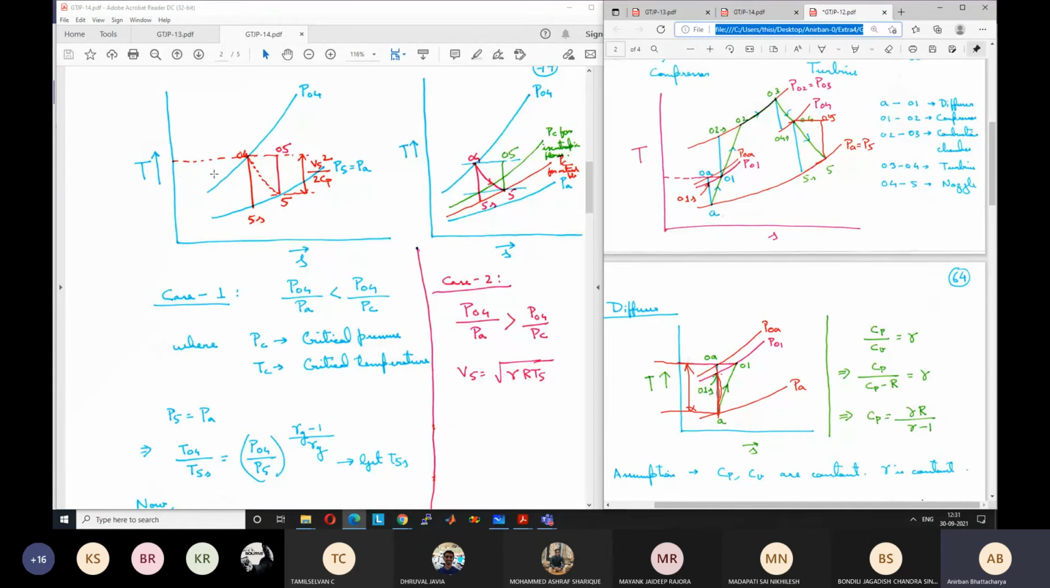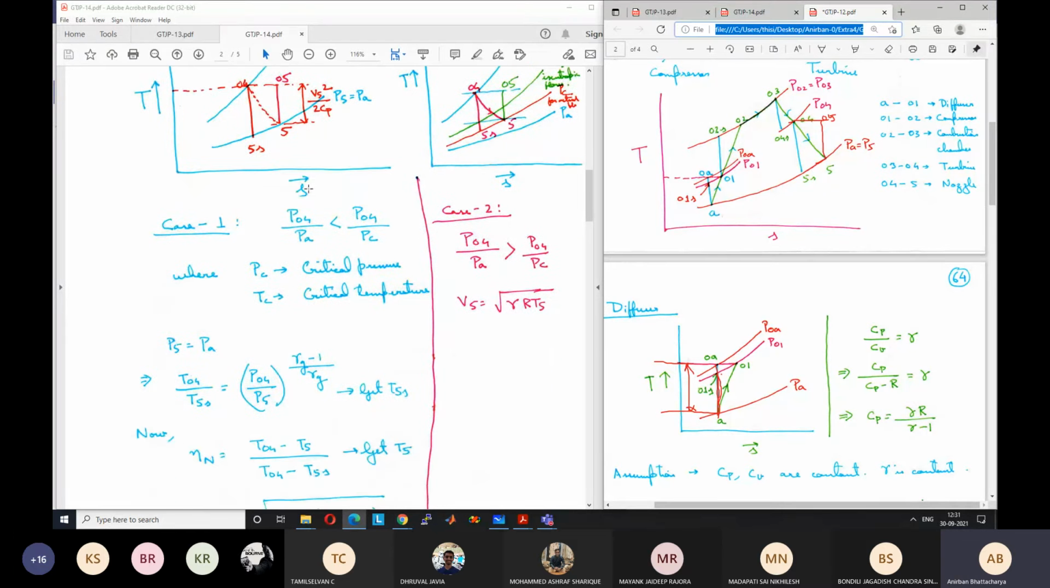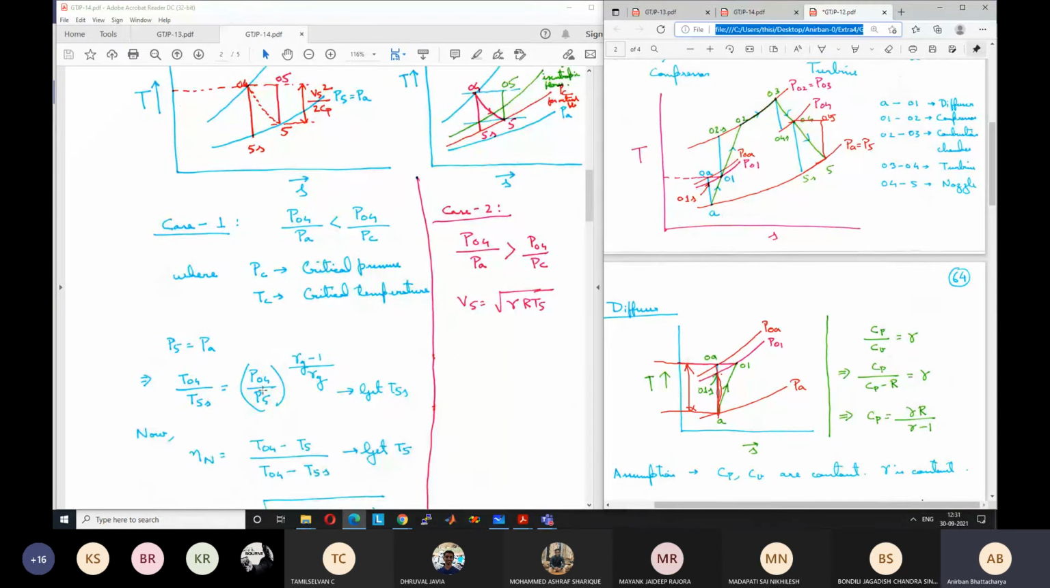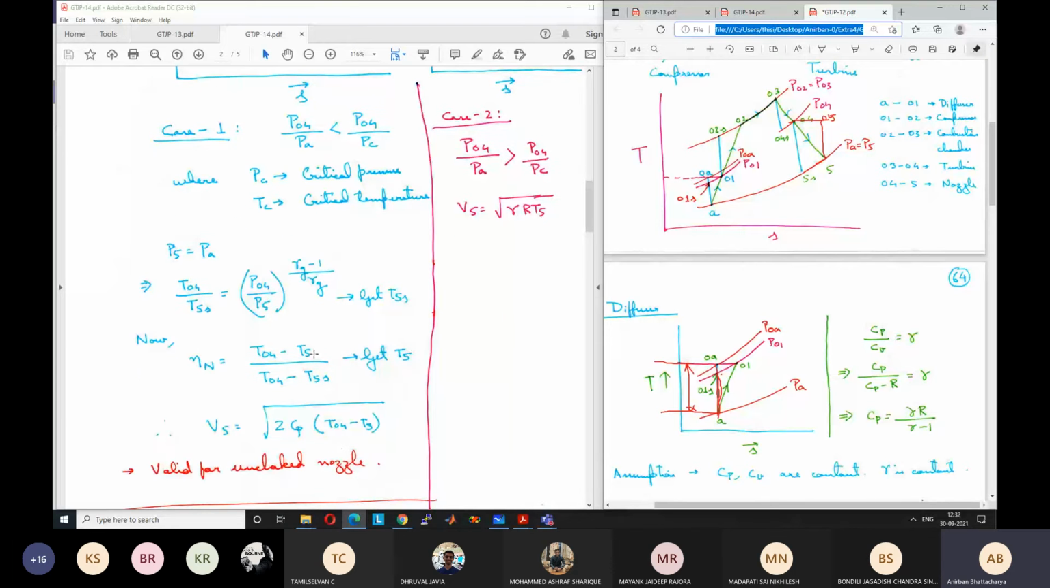Exit pressure will be P5. So the ideal nozzle will have a temperature at the exit equal to T5S. So T04 by T5S, which is an isentropic process. For this isentropic process, we can find T5S using the isentropic relation: T04 by T5S equal to P04 by P5 to the power gamma minus 1 by gamma. This will give us T5S, and then from the nozzle efficiency, which is defined as T04 minus T5 by T04 minus T5S, we can get what is T5.